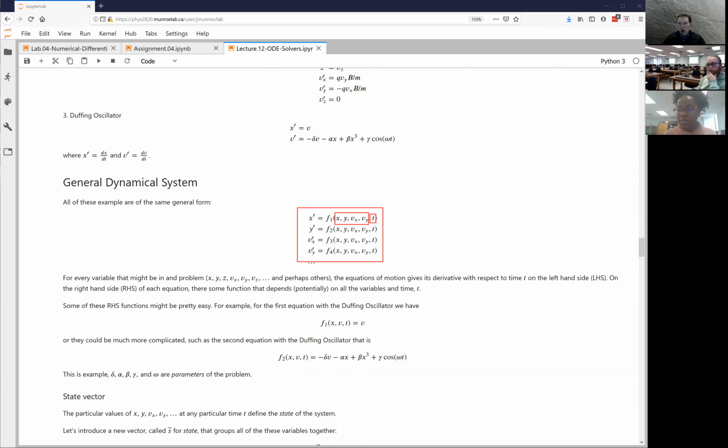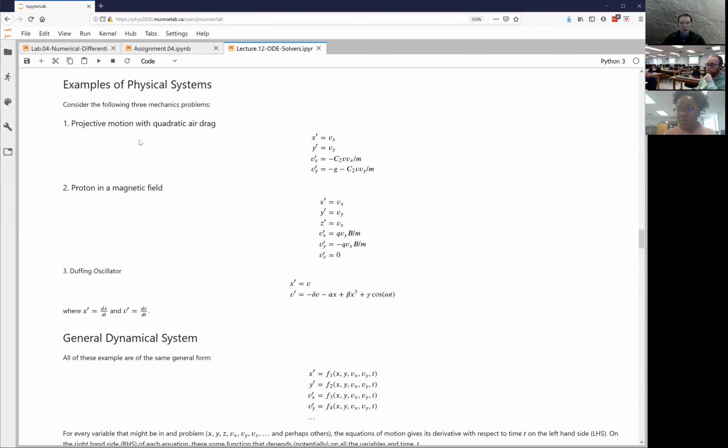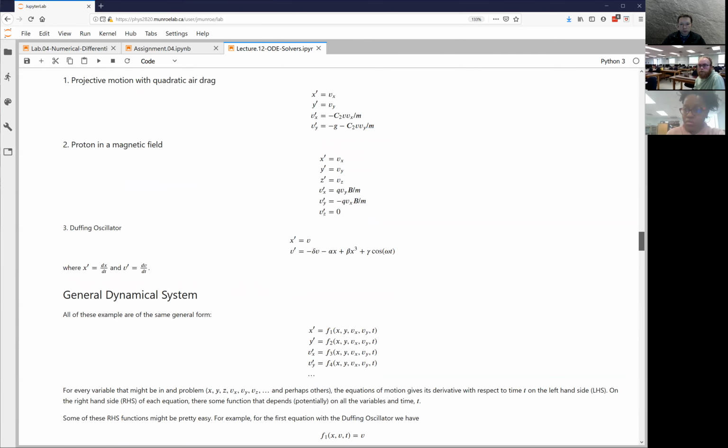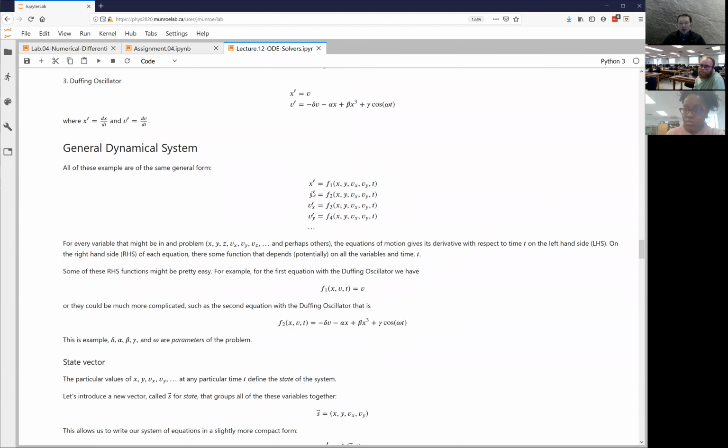Now, every one of these types of problems may have different variables. In the first case, for projectile motion, the variables are x, y, vx, and vy. For a proton spinning in a magnetic field, you might have three position components and three velocity components. For a Duffing oscillator, maybe we only have one position and one velocity. But in general, you've got this set of variables that depend upon some function of the current positions and the current time. In particular, for the Duffing oscillator, this first equation is f1 of x, v, t is exactly equal to v. It doesn't depend upon x or t at all.